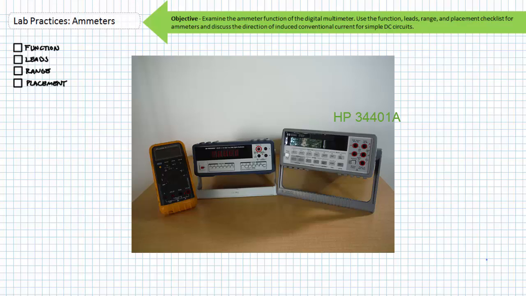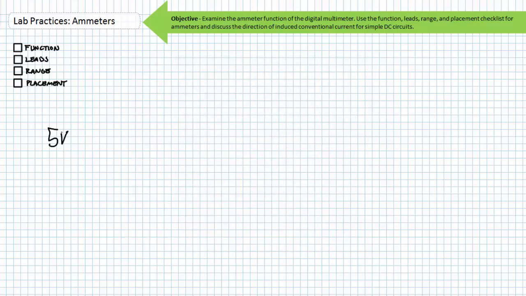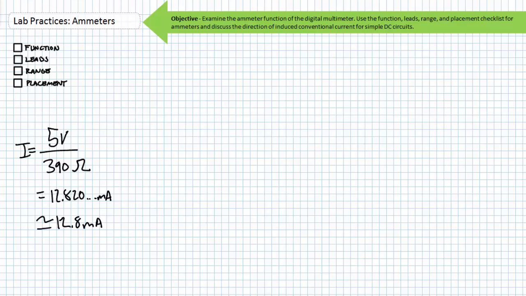This is also a benchtop meter that must be plugged in and turned on to function. We'll use a 5-volt DC power supply and a resistor with the following 4-band color code: orange, white, brown, gold. In this case, this is a 390 ohm resistor. Ohm's law states that current is equal to voltage divided by resistance. 5 volts divided by 390 ohms yields approximately 12.8 milliamperes.